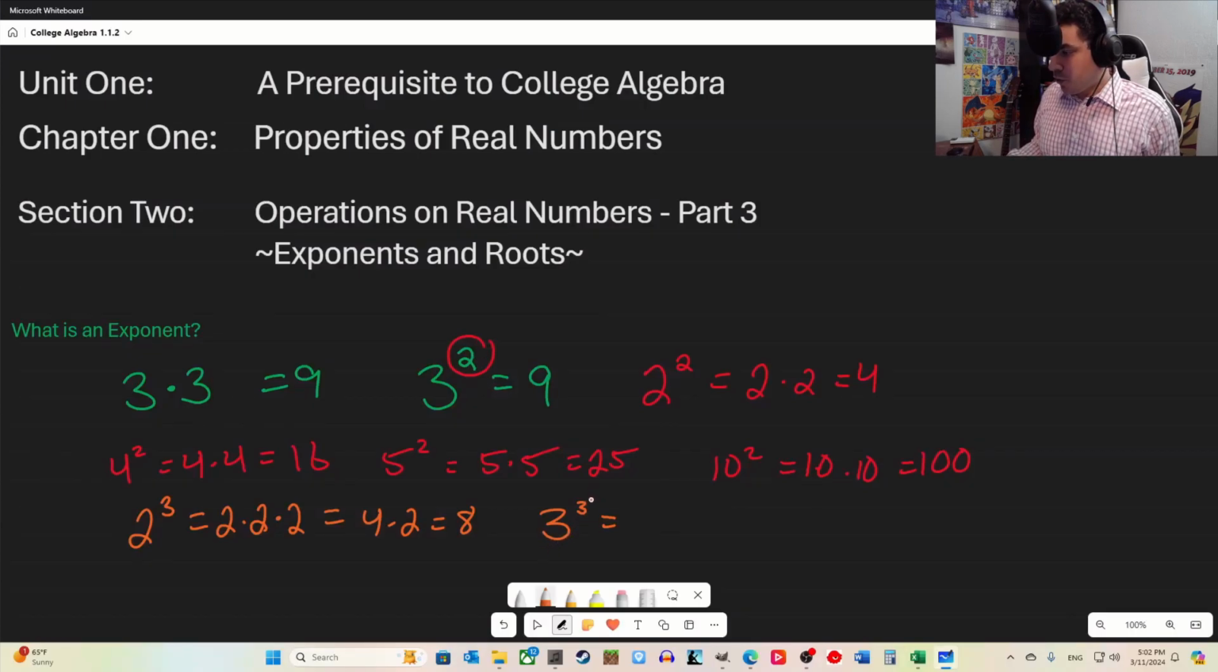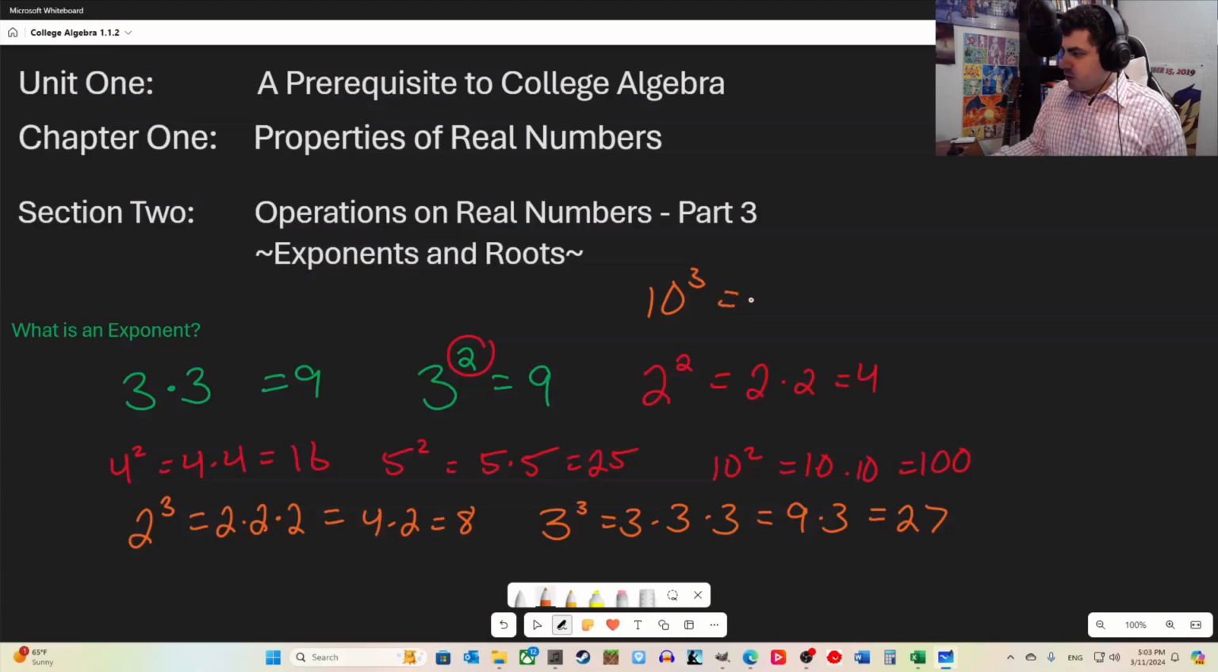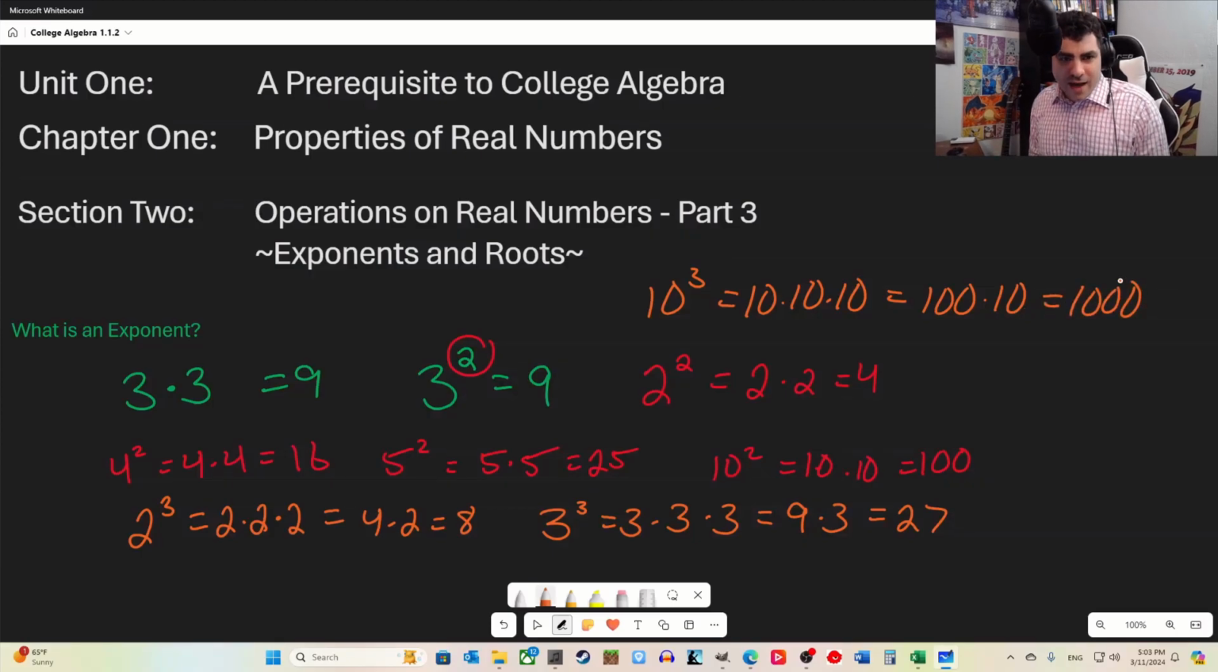So 3 to the third power equals 3 times 3 times 3. And what is that? 3 times 3 is 9 times 3 equals 27. And that goes with all numbers. 10 to the third power equals 10 times 10 times 10. What is 10 times 10? That is 100 times 10 gives us 1,000. See how easy that is? All it is, is that you're just simply multiplying the same number to itself. It has to be the same number.